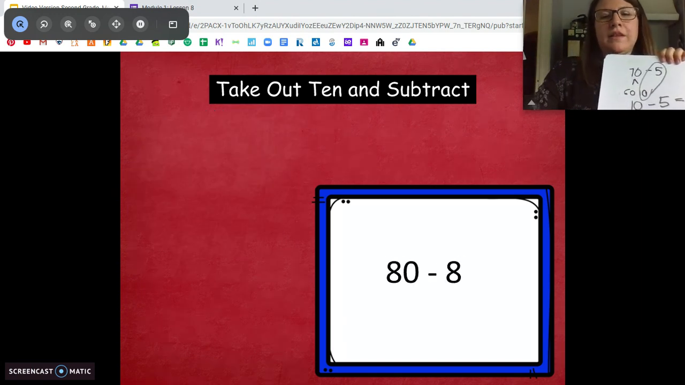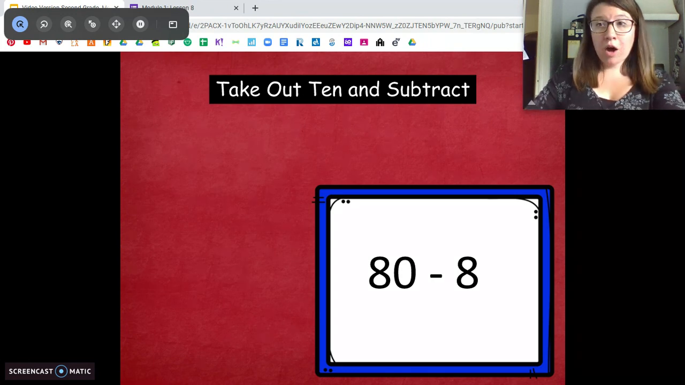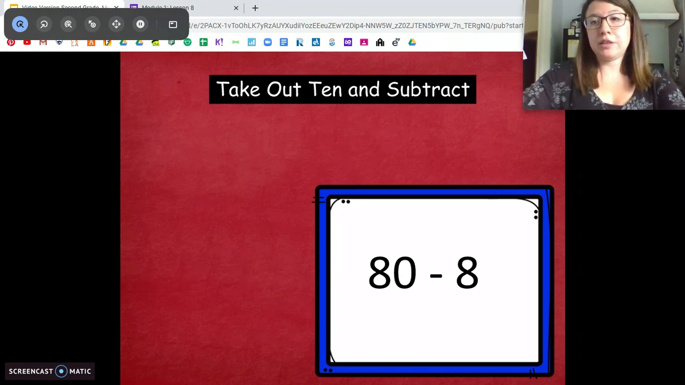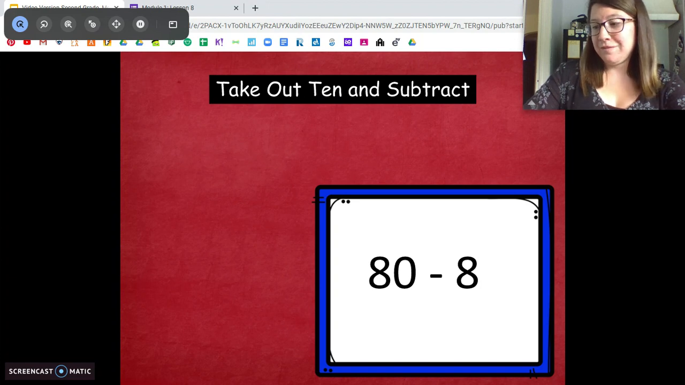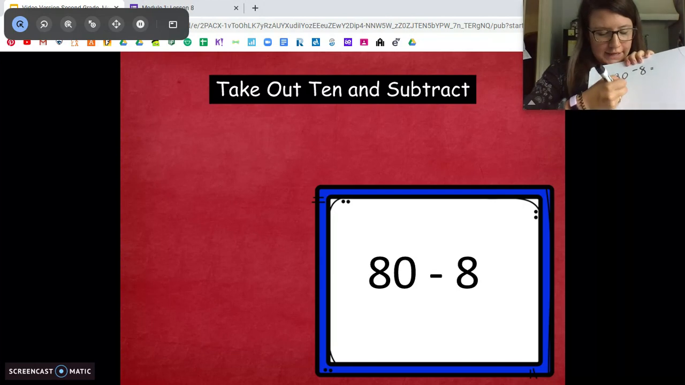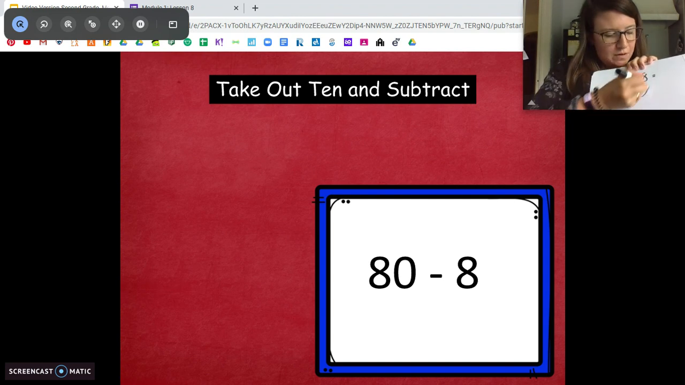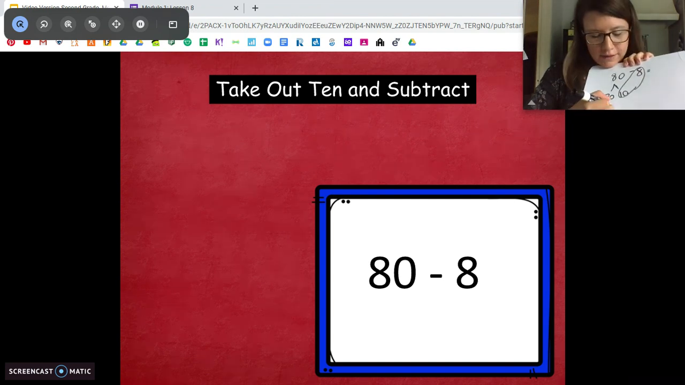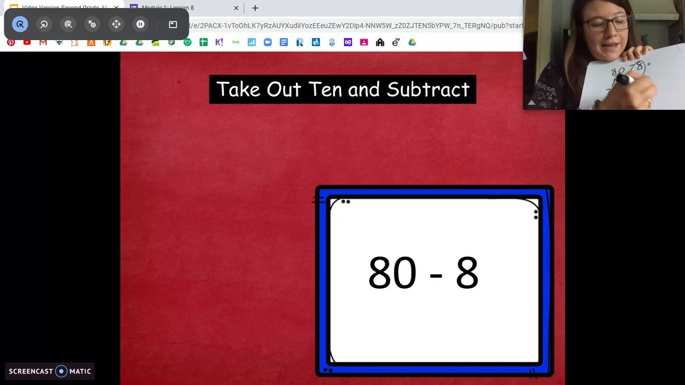Good. All right, let's do one more. 80 minus 8. Go ahead and pause and solve. Unpause when you're ready. Ready? 80 minus 8. We're going to break apart the 80. Take from 10. 10, and our other part is 70. 70 plus 10 equals 80. We take our 10s fact. 10 minus 8 equals, we know that, 2.